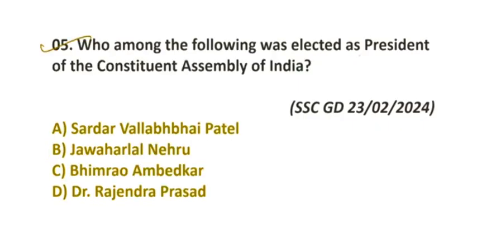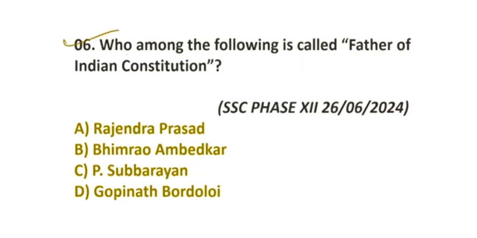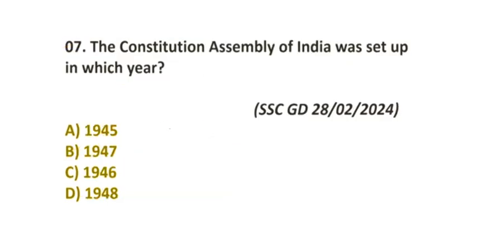Question number 5. Who among the following was elected as President of the Constituent Assembly of India? Option number D, Dr. Rajendra Prasad. Question number 6. Who among the following is called Father of Indian Constitution? Option number B, Bhimrao Ambedkar.